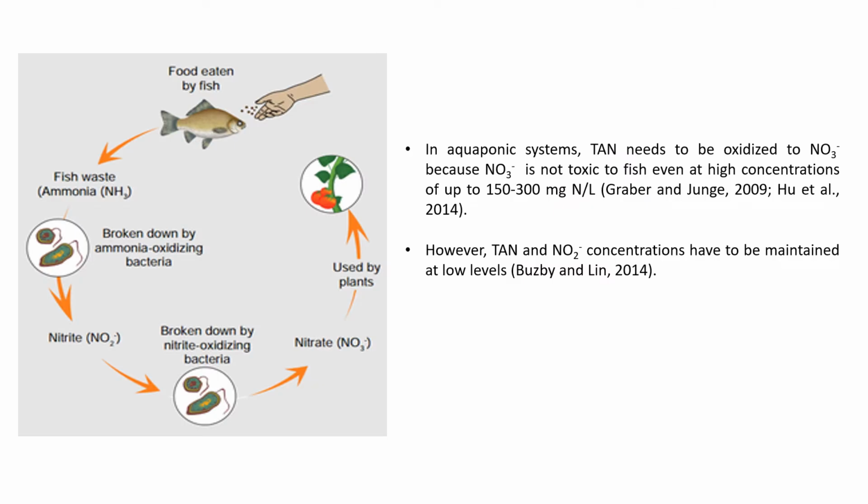So this is the general flow of what is happening. You can get this information on the flow of the nitrogen cycle online. But what we see here is that in aquaponics, total ammonia nitrogen needs to be oxidized to nitrate, because nitrate is not toxic to fish even at high concentrations of up to 150 to 300 milligrams per liter. However, total ammonia nitrogen and nitrite have to be maintained at a low level because they are toxic to the fish.